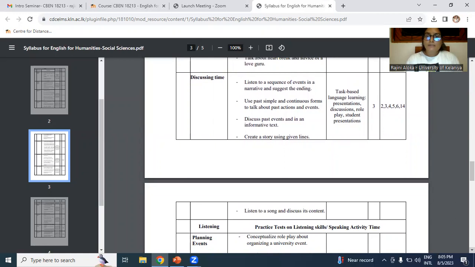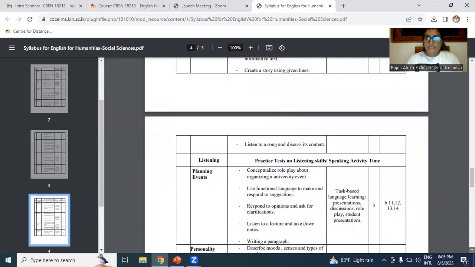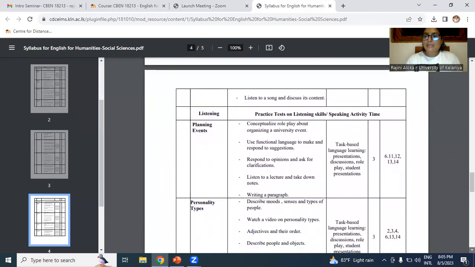The lesson outcomes are: listen to a sequence of events in a narrative and suggest the ending. Use past simple and continuous forms to talk about past actions and events. Discuss past events in an informative text. Create a song using given lines. Listen to a song and discuss its content.